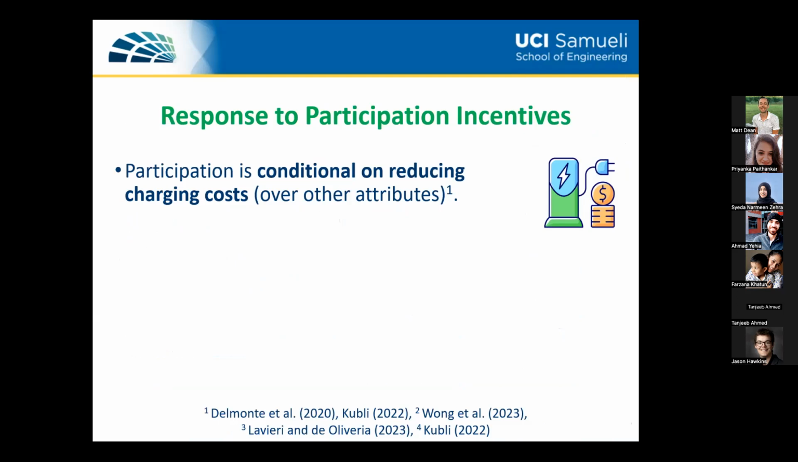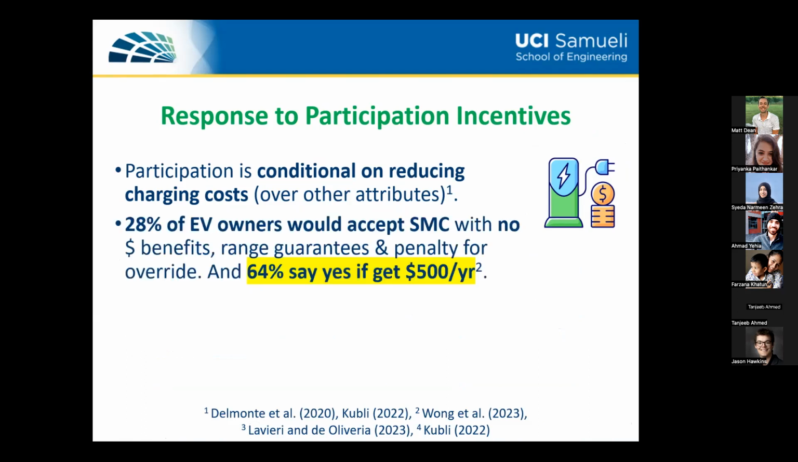What's the response to some participation incentives? We found that engagement with smart charging was conditional on reducing charging costs. Others have found that maybe half of people would place an emphasis on charging costs, but others would have other charging attributes that they want to focus on. EV drivers' willingness to participate in a smart charging program was considerably high in some studies. For a program with a penalty for gaining control of your charging, but no additional incentive, so like no free charging equipment, no financial incentive, no kind of insurance policy if your vehicle wasn't fully charged, about 28% of EV drivers would still participate in this program.